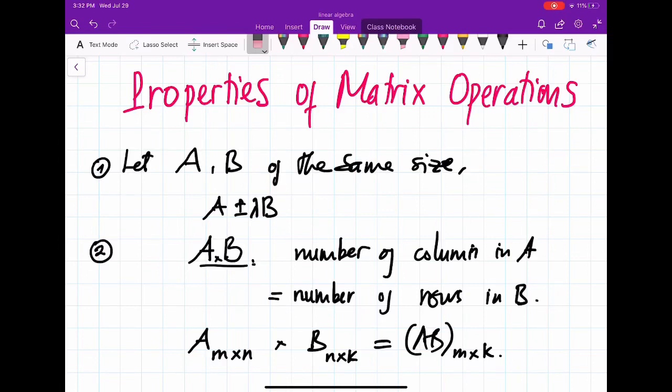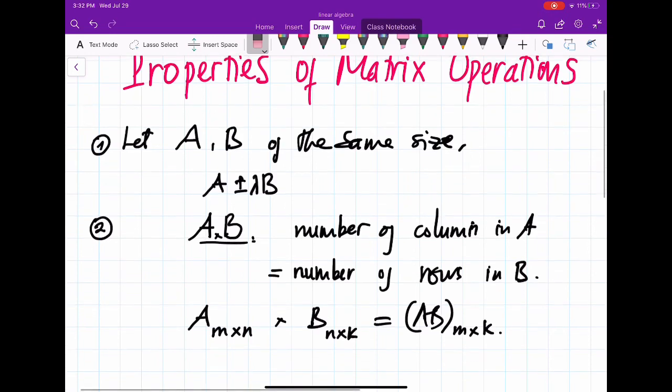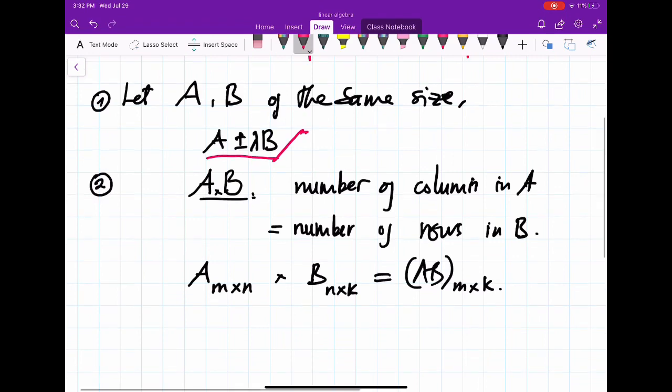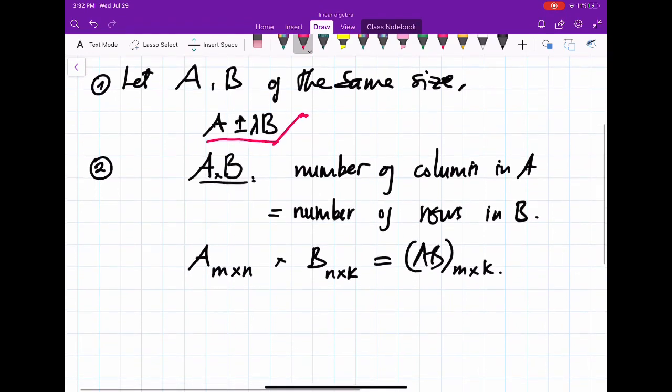Hello. In the previous video, we studied matrix operations. Today, we study properties of such operations. Let A and B be matrices of the same size. So we know that we can add them, we can subtract them, and we can do scalar multiplication, right? So I write in short like a linear combination of these two matrices.